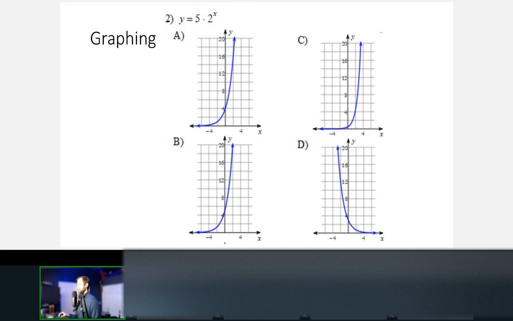So let's look at another one here. All right, number 2, y equals 5 times 2 to the x power. I'll let you decide what you think is the correct answer and then go ahead and select it.